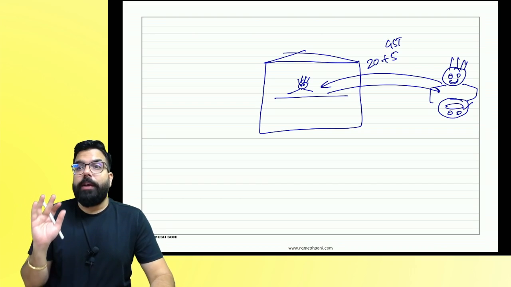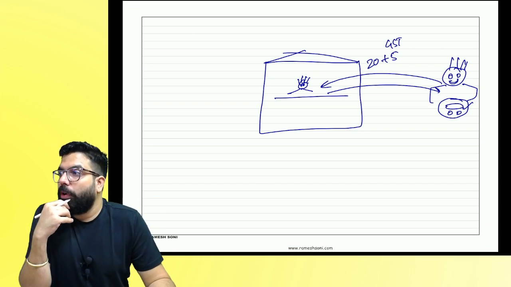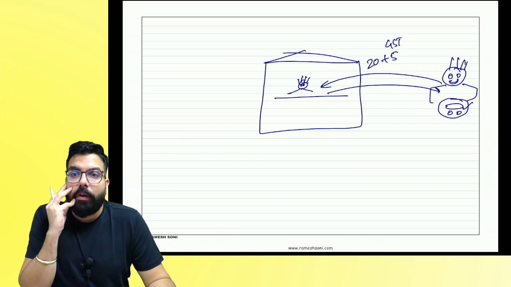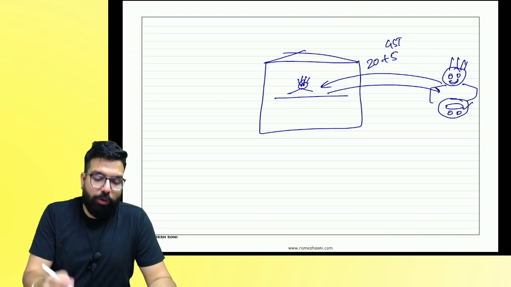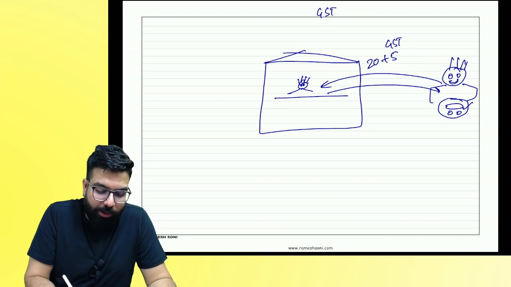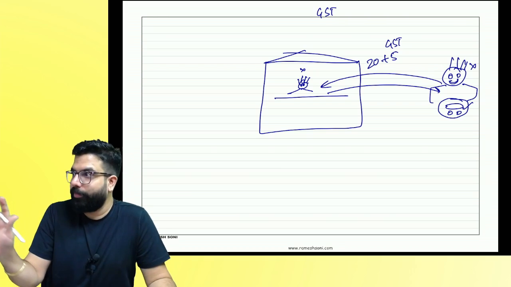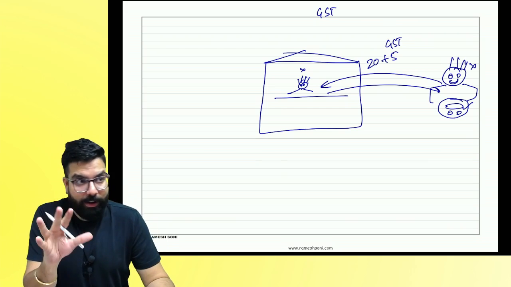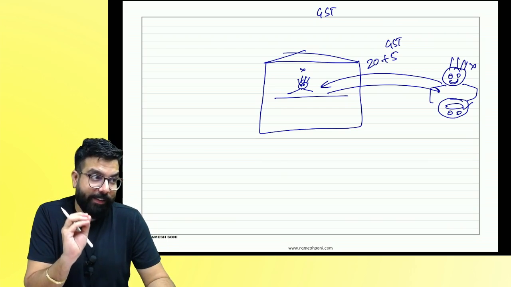Now you tell me one thing. In this scenario, about whom are we going to learn? We are going to learn about GST. We are not going to learn about uncle and Navneet. You are not interested in Navneet. You are not interested in uncle. You are interested in GST.